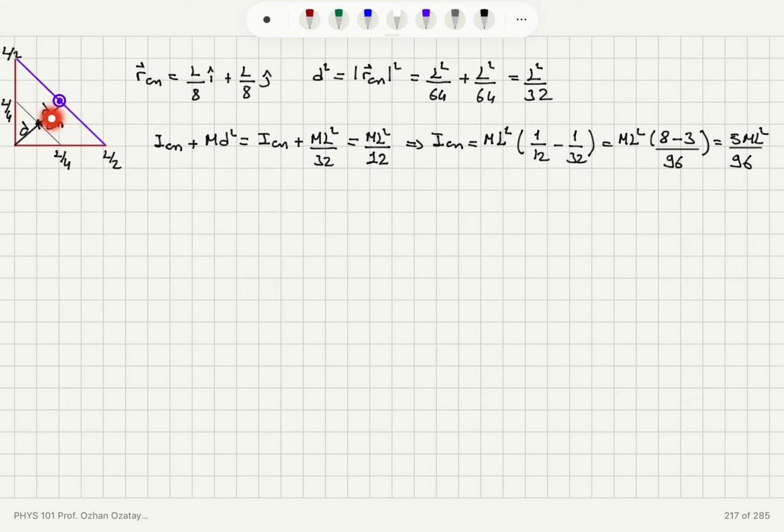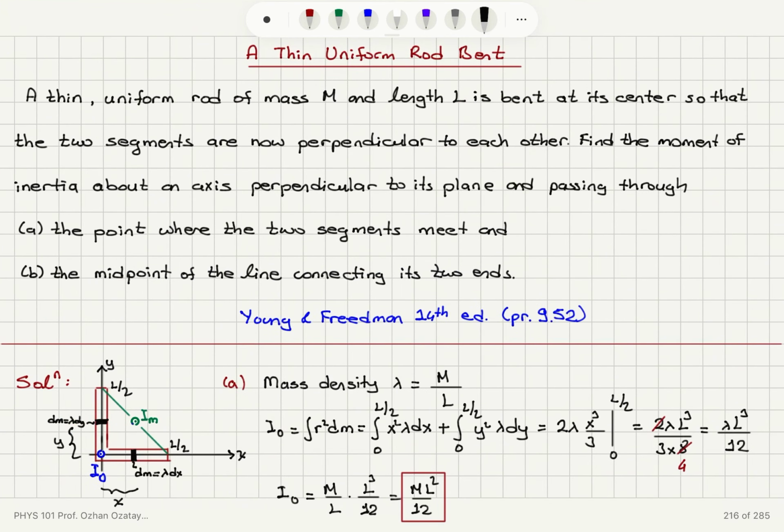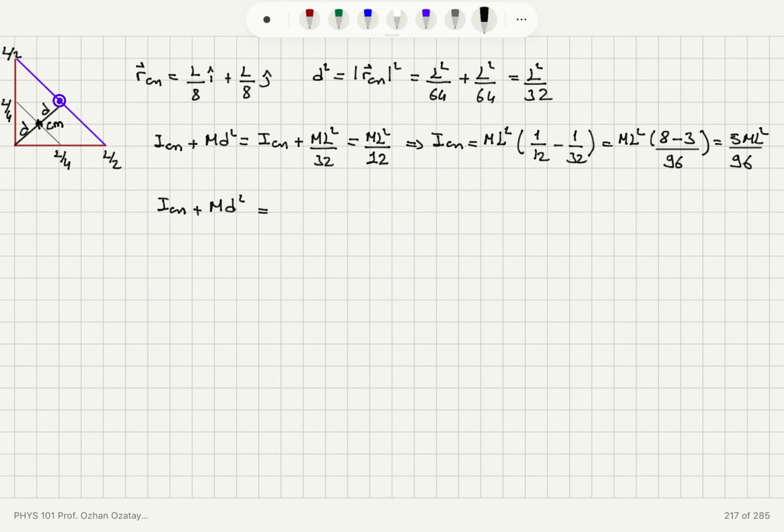But using the same logic, you can see that this point is symmetric with respect to the center of mass. It's also at the distance d from the center of mass. So I center of mass plus md square will be the moment of inertia at the midpoint of the line connecting its two ends. So it will be Im, which will be the same answer: 5ml squared over 96 plus ml squared over 32, which is 8ml squared over 96, and the same answer, ml squared over 12.